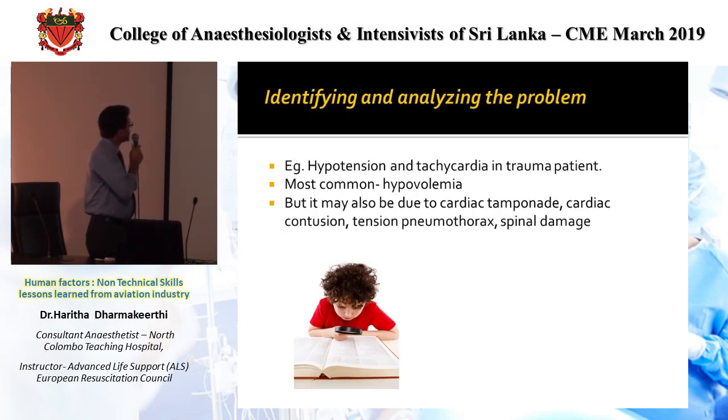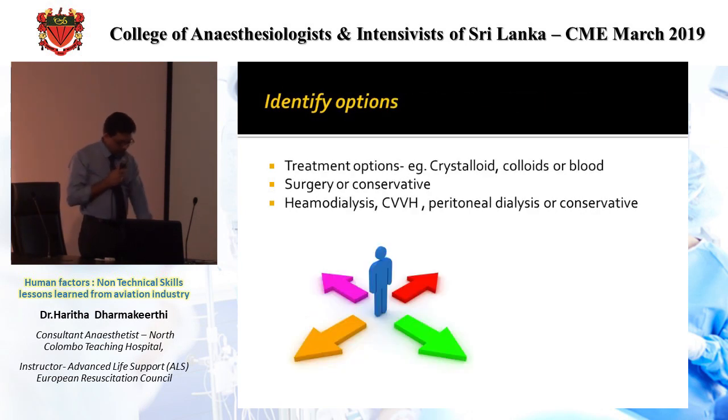So identifying and analyzing the problem, for example hypotension and tachycardia in a trauma patient, hypovolemia until proven otherwise, right? But it may also be due to cardiac tamponade, cardiac contusion, tension pneumothorax or spinal damage. So keep those things also in your mind, and this is how you identify. It may be hypovolemia, so you identify the problem. And then, what are your treatment options? Whether you are going to treat with crystalloids or colloids or blood, whether it is surgery or conservative. So all the options should come to your mind.